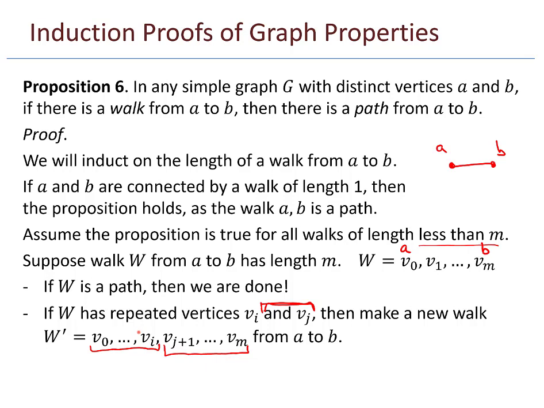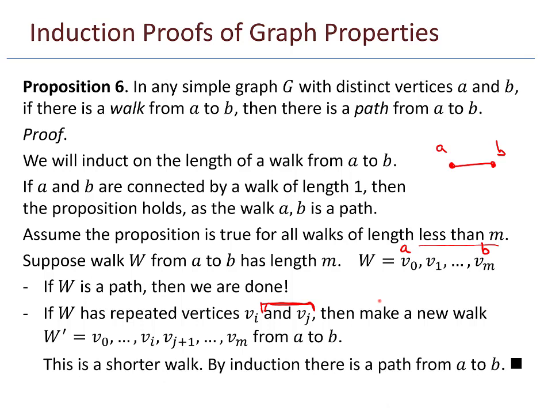Maybe there's a little bit of a question. vi and vj plus 1, I can only put vertices next to each other if there's an edge connecting them. But in fact, there's an edge connecting vj and vj plus 1, because that was in the original list, and vi and vj are really the same. It's just two different names for the same vertex. And so yes, indeed, there really is an edge from vi to vj plus 1. And so what I have here in w prime is a true walk that goes from A to B, and this is a shorter walk. By induction, there is a path from A to B. I actually kind of hope that you are appreciating the power of the inductive proof in the context of graph theory. These things are kind of neat.